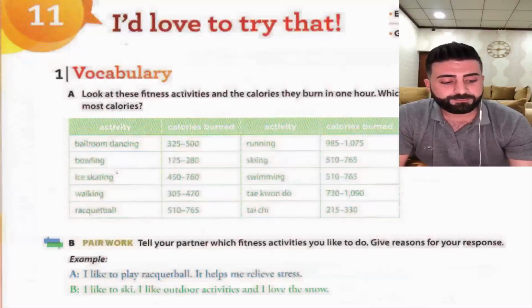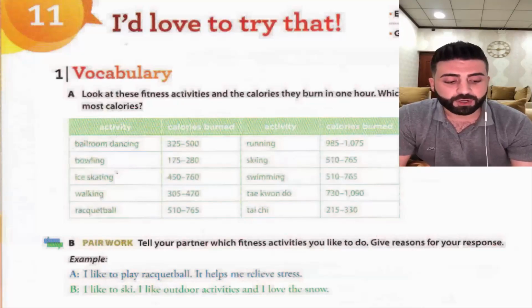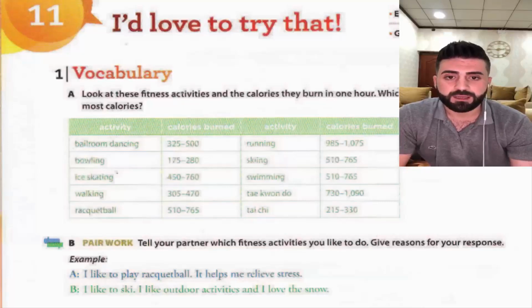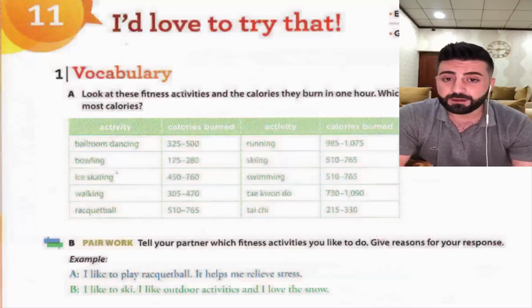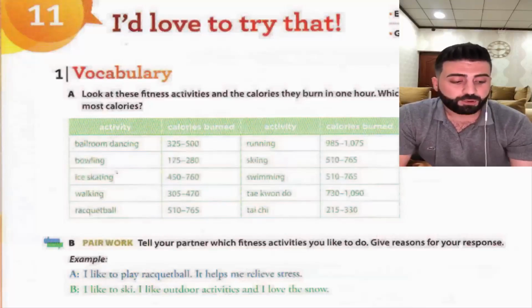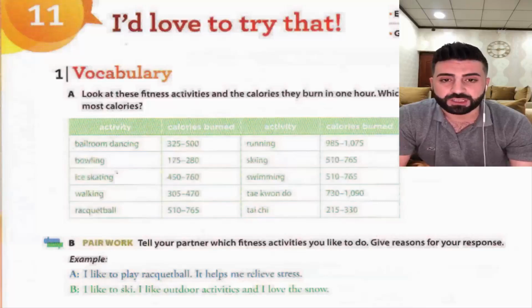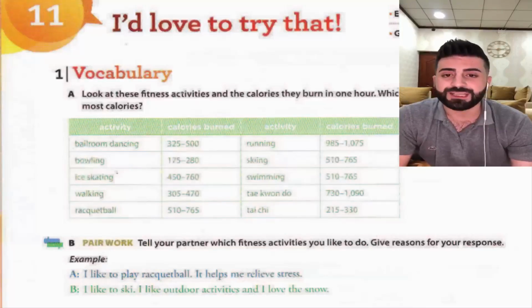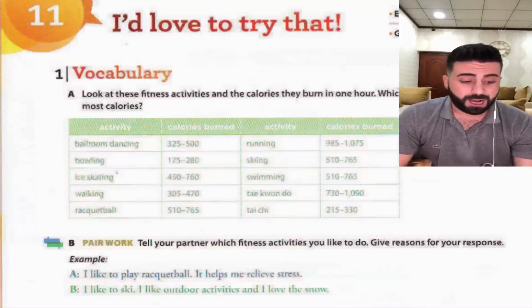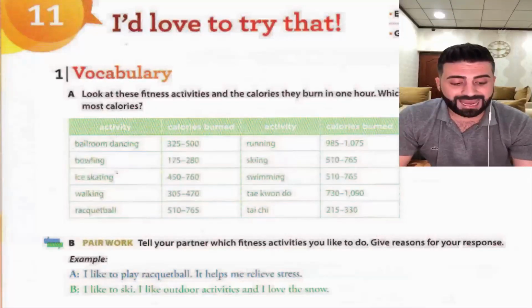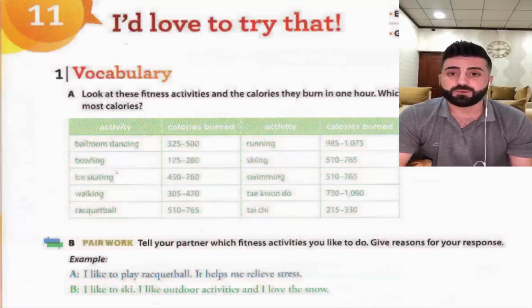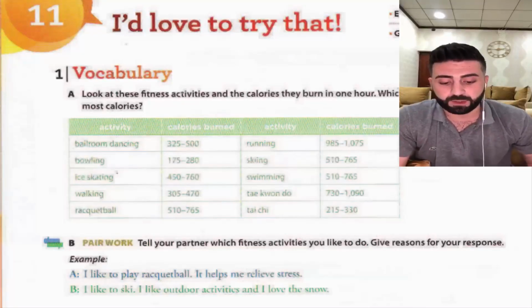Listen. Why is Peter interested in ballroom dancing? Why is Peter, okay? Why is Peter interested in ballroom dancing? Basha. Peter bo chi hazil ballroom dancing. Why is Rachel interested in Tai Chi? All right. I will read out the conversation and we will translate it into Kurdish together, okay?